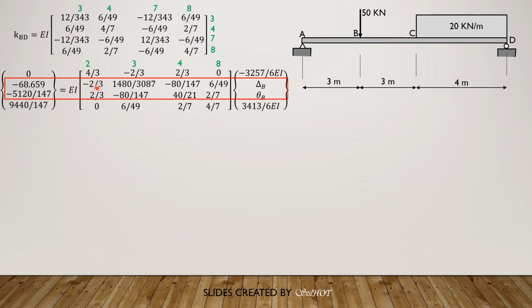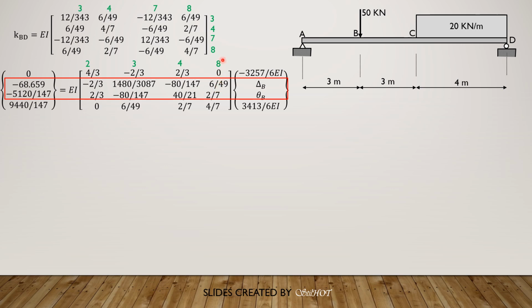Then this is the same as this; we copy by symmetry. It's 0. Then this is 3, 3. 3, 3 is 12 over 343 plus 3, 3 in the preceding slide, so 1480 over 3087. This is 4, 3, which is 6 over 49, plus the value of 4, 3 in the preceding slide, so negative 80 over 147.